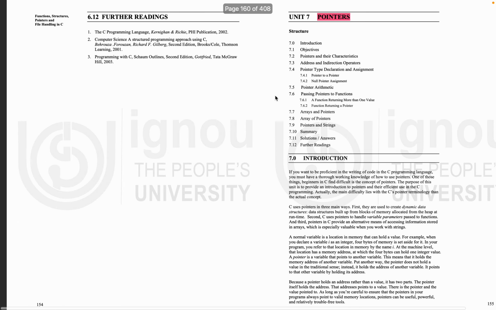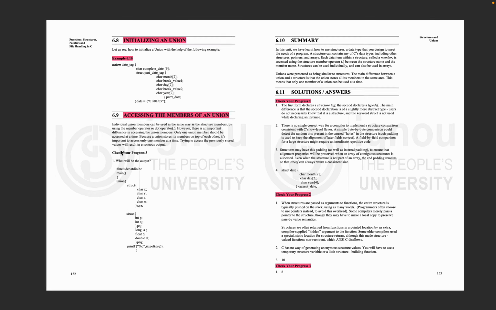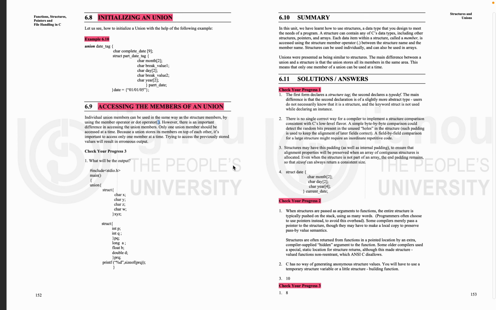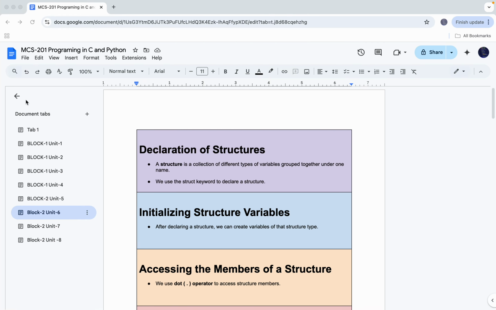Accessing the member of a union: individual union members can be used in the same way as structure members, by using the member operator, the dot. However, there is an important difference in accessing union members. Okay, I understood it, but I should be able to write the code and have some understanding of it, then everything will be fine. Let's see how it is here.